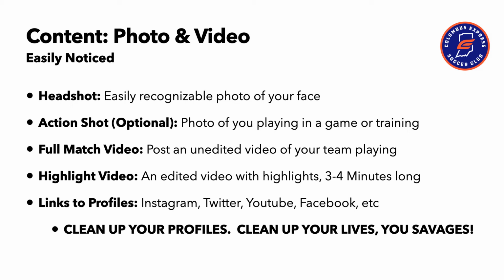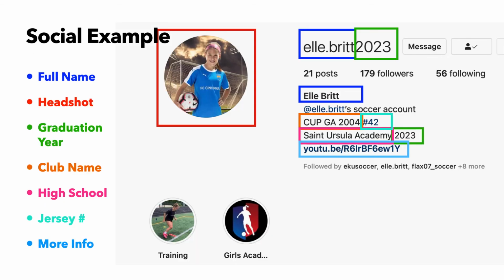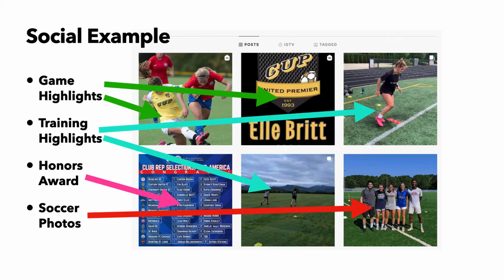Some of you guys retweet stuff or forward things on Instagram that you shouldn't be doing. Here's an example of an Instagram account that's done really well specifically for soccer. We have a headshot, we have the full name in the handle, we have the grad year in the handle, and then the club name with the jersey number, the high school with the grad year, and then the YouTube link attached to the intro.